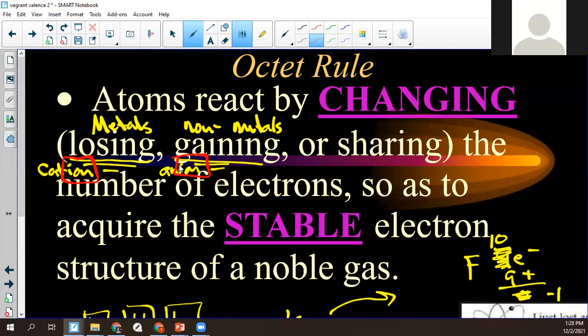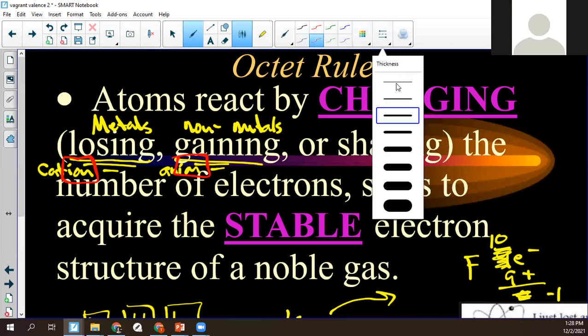Because nonmetals want to take. But if you get 2 of them, they both want to take. They're forced to share. They don't want to, but it's their only option. So we have losing, gaining, we have sharing, and we'll call this one.